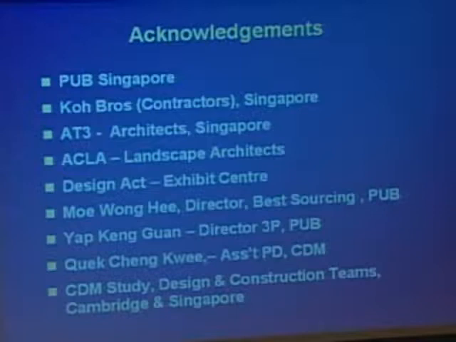Mo Wong Yee is the director of best sourcing of PUB. He's the person responsible for construction. Yap Keng Guan is the person responsible for the concept and design of this. Kwek is the assistant project director. He's my right-hand man. He really keeps the construction rolling every day.